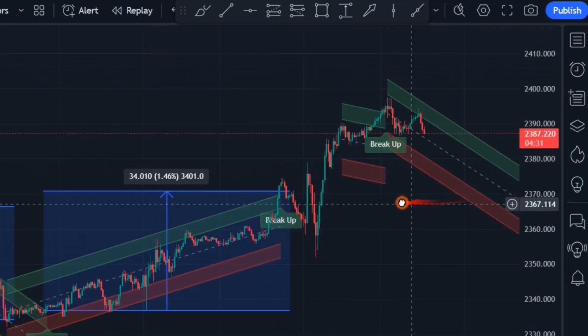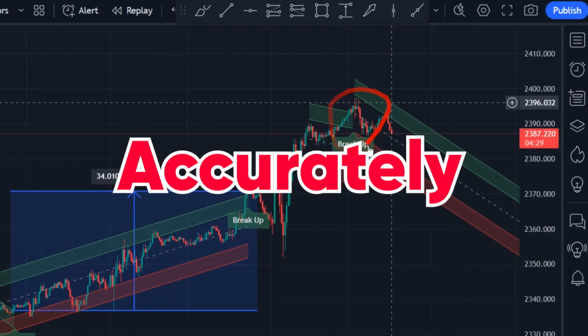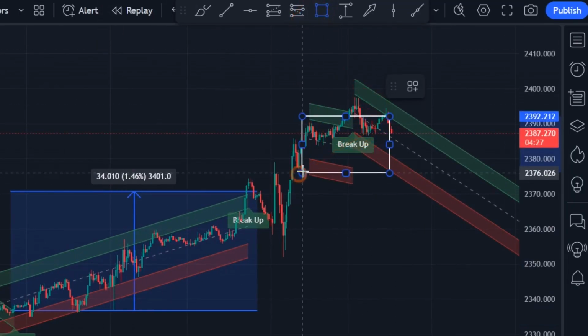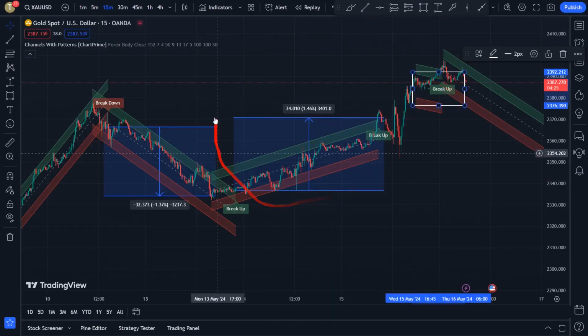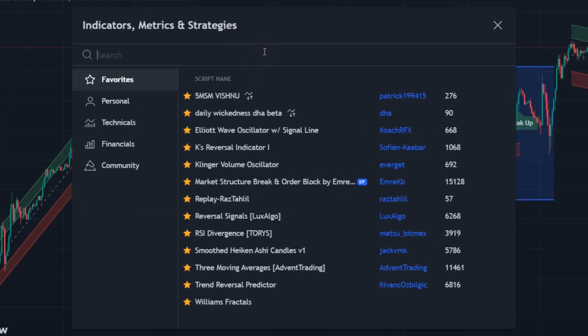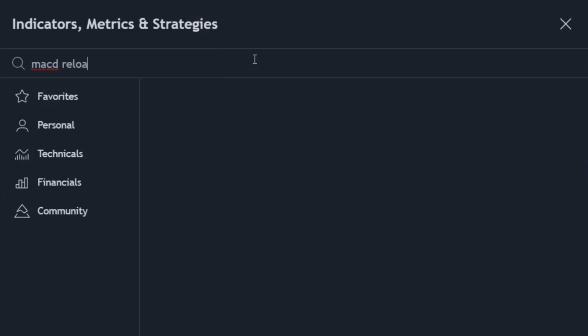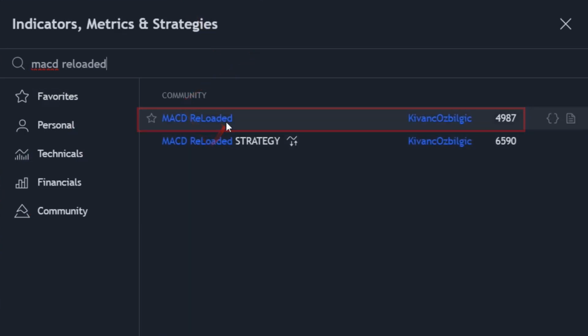However, keep in mind that indicators don't always work accurately and may have errors at certain points. To reduce these errors, we need to add another indicator to our chart. So let's go back to the indicator tab and search for MACD Reloaded. Once you find it, click on it to add it to our chart.